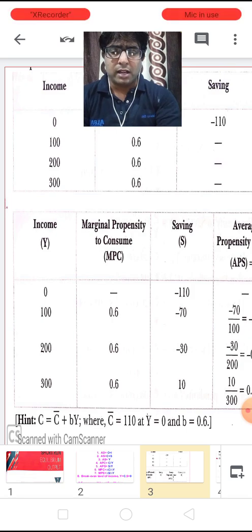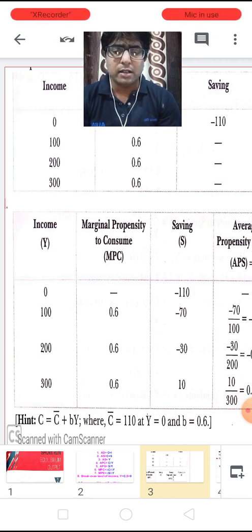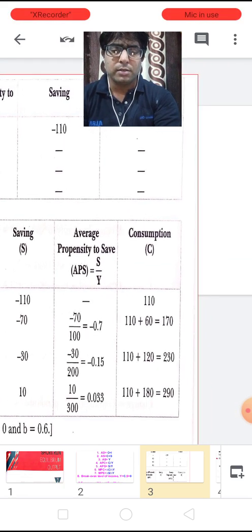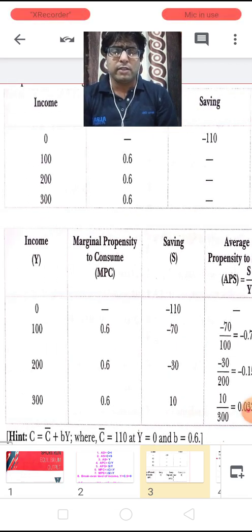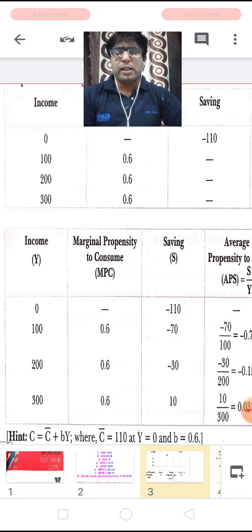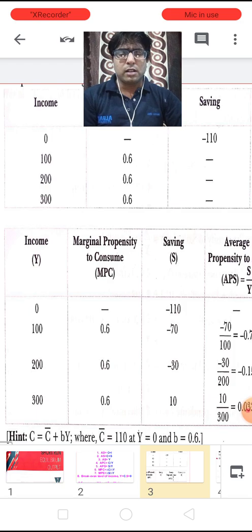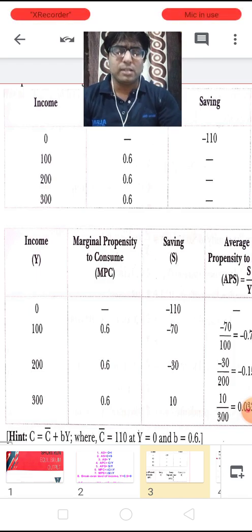So at 100 level of income, the consumption is 170. So the saving is minus 70 at 100 level of income. Similarly, the income is 200 where the consumption is 230. So 200 minus 230 is minus 30, the value of savings, and so on. We can find the value of savings at 300 level of income. The consumption is 290, whereas the income is 300. So the value of saving is rupees 10.